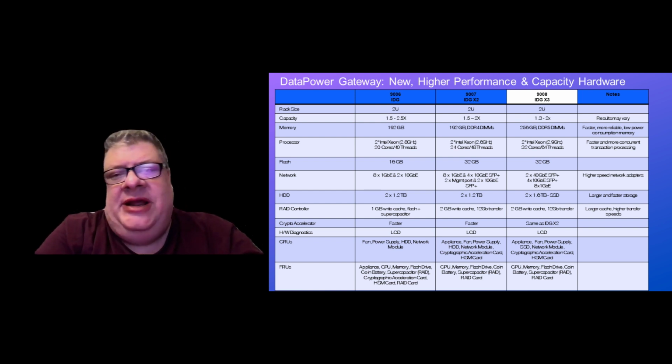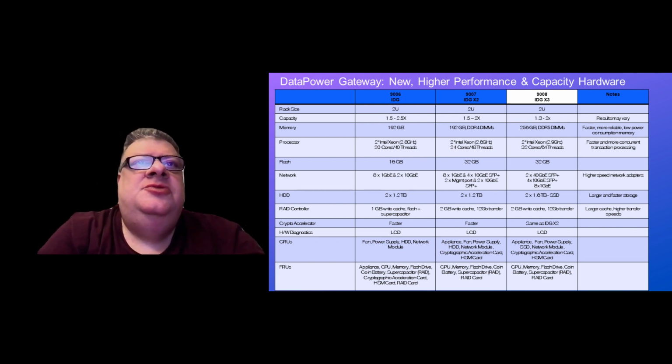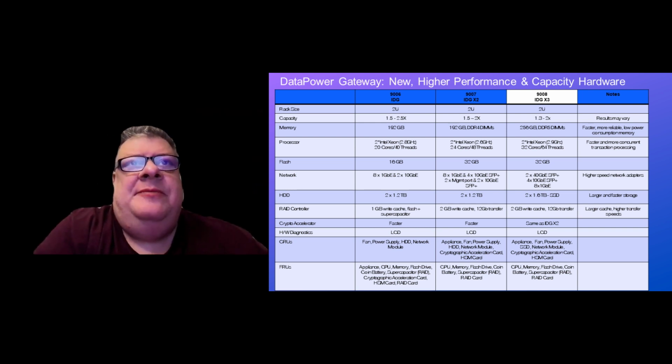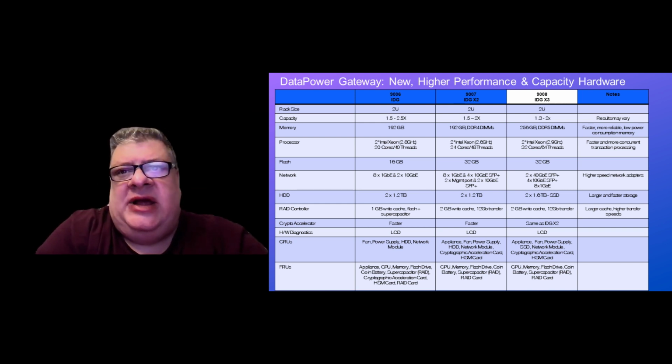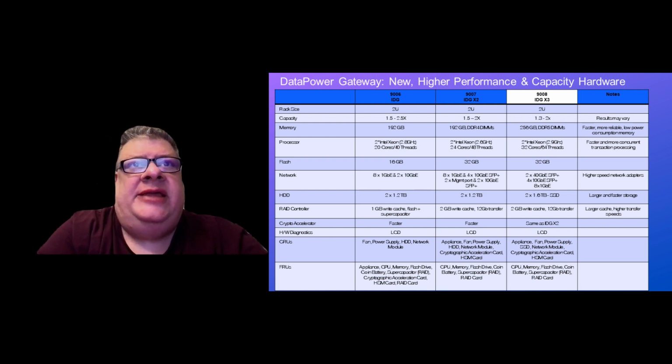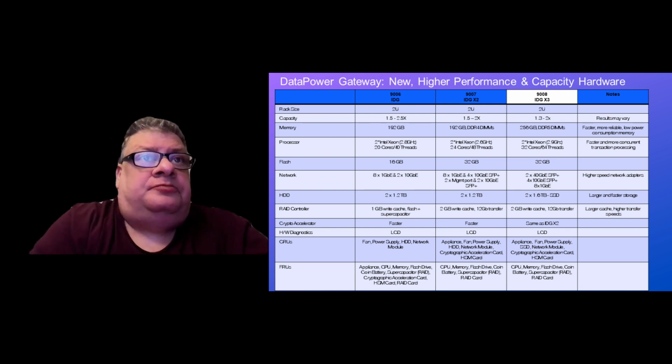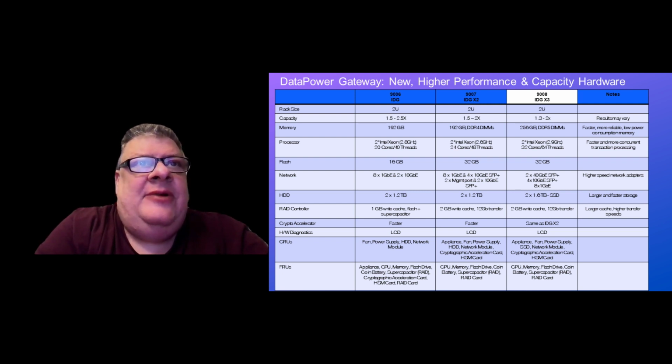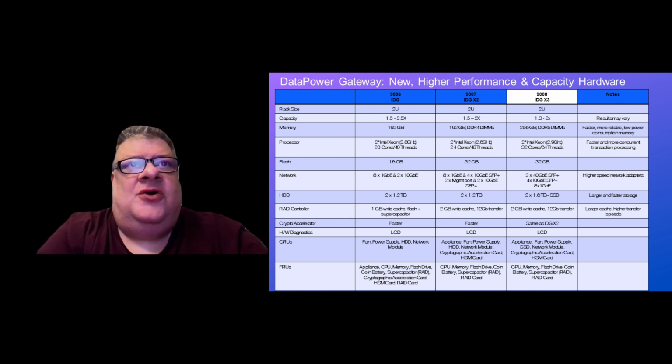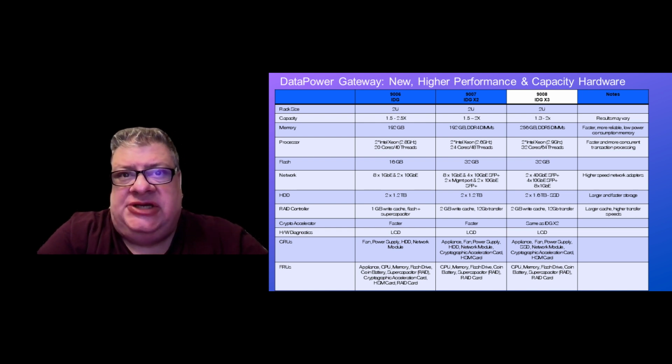Well, we're going from 192 gigabytes of memory up to 256 gigabytes. What does that mean? It basically means that we can run transactions a little faster. It's got faster memory, but we can also have more and larger transactions in memory at a time. In the IBM DataPower Gateway, we had 20 cores or 40 threads of execution. In the X2, 24 cores, 48 threads, and now we're at 32 cores or 64 threads. So again, more concurrent transaction processing.